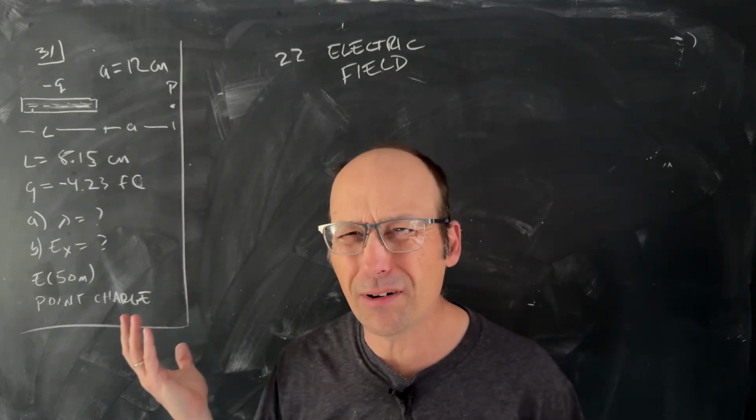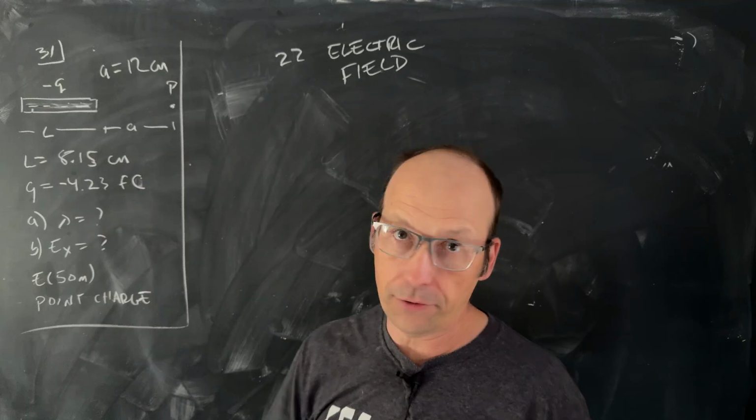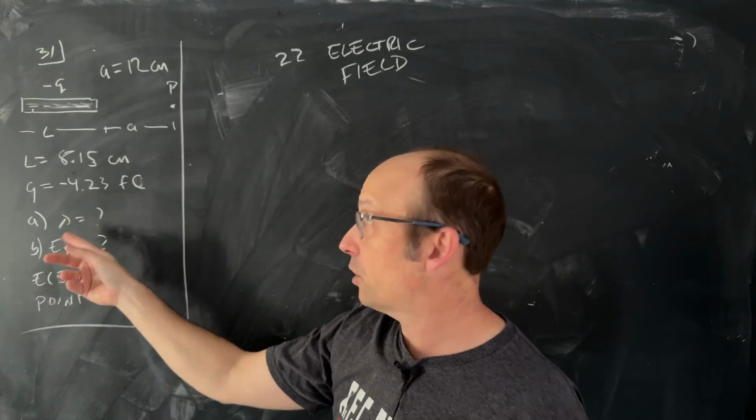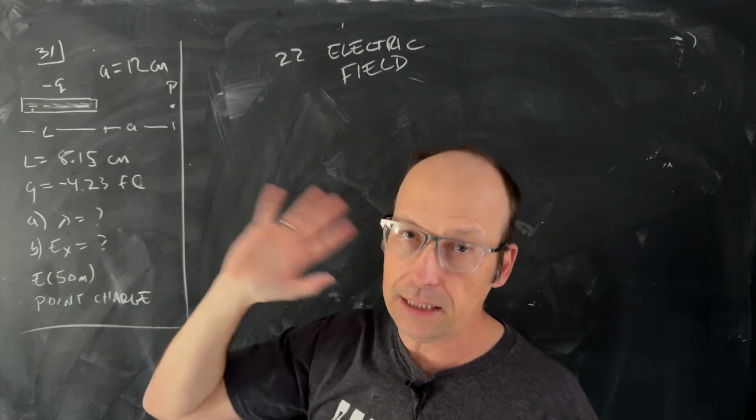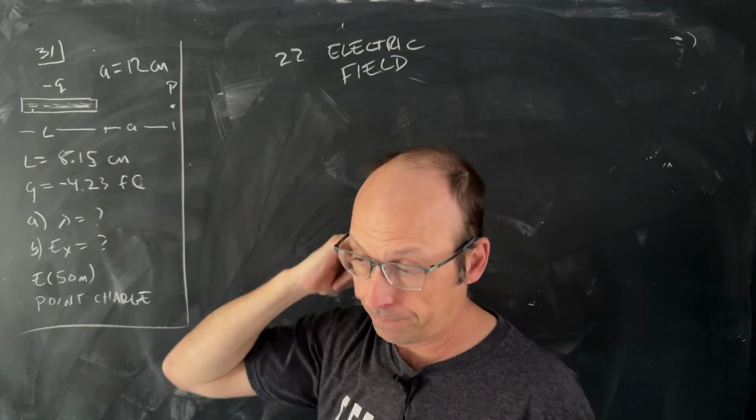Where did they get that number? I don't know where that comes from. Negative 4.23 femtometers, 10 to the negative 15th. And so they ask for the linear charge density. That's easy. And then the x component of the electric field right there. That's what we're going to do.